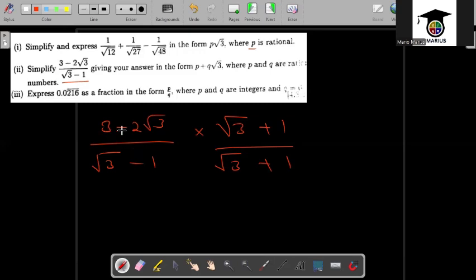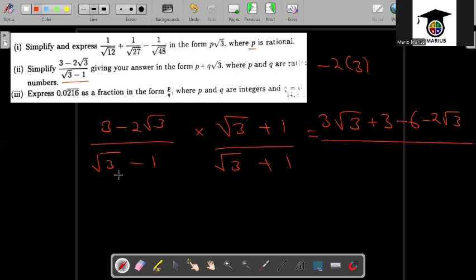So what does that mean? It means I multiply this 3 by that. So I have 3 root 3 here on top. Then I have 3 multiplied by 1, that will be plus 3. Then this negative by this here, so I'll just have negative 2. The root 3 cancel, then I'll remain with 3. So this here gives me negative 6. Then I multiply the last part, which is negative 2 root 3 is what I'll get. Then down there, this root 3 will just give me remain with 3. Then I multiply.